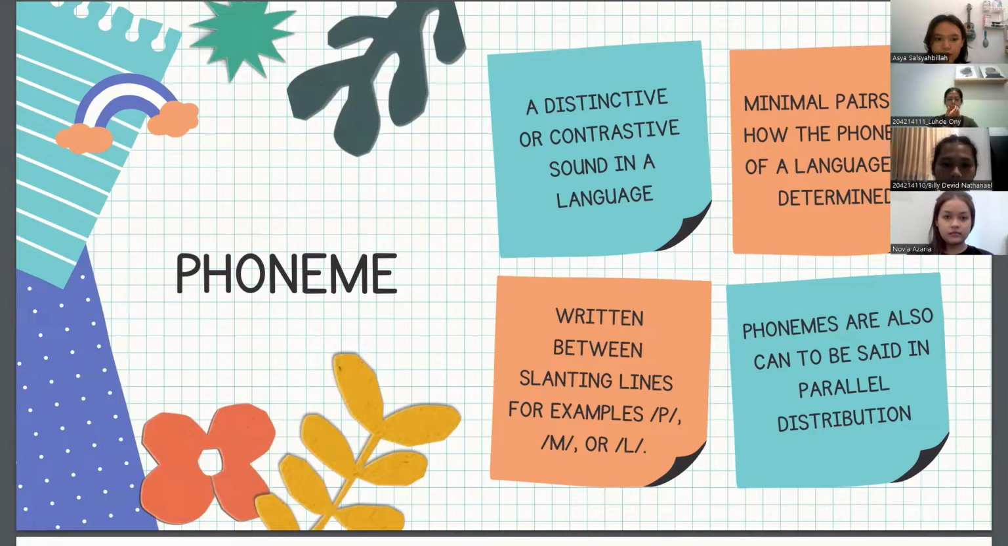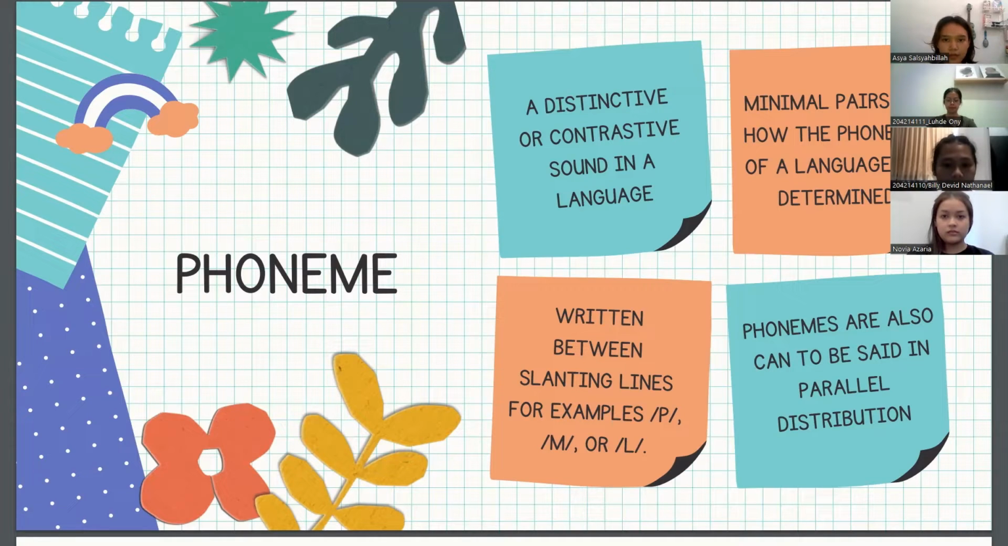A phoneme is a distinctive or contrastive sound in a language. Distinctive in this context means that the sound makes a difference in meaning and has communicative value. Phonemes are traditionally written between slanting lines, as /p/, /m/, /a/. Different phonemes make contrast in words. For example, /n/, /l/, and /t/ are all phonemes because they serve to make contrast in words, as in nap, lap, tap. Here we see how the phonemes of a language are determined by means of what are called minimal pairs.